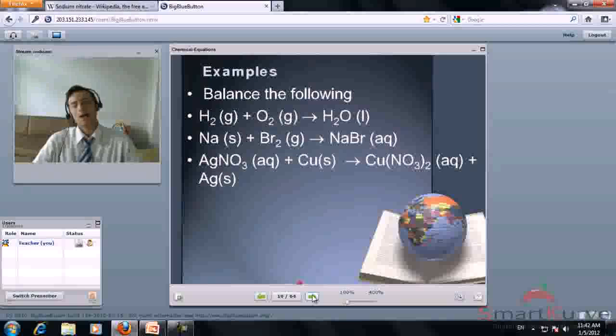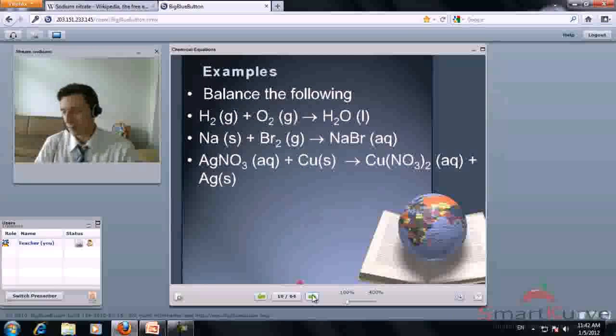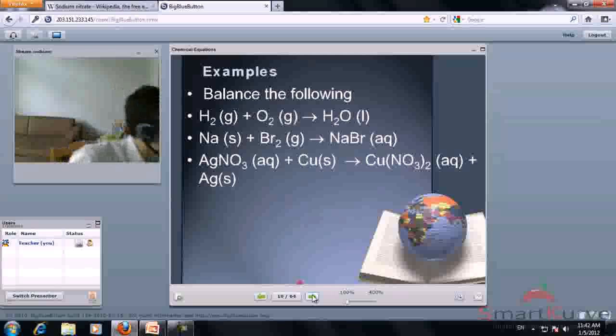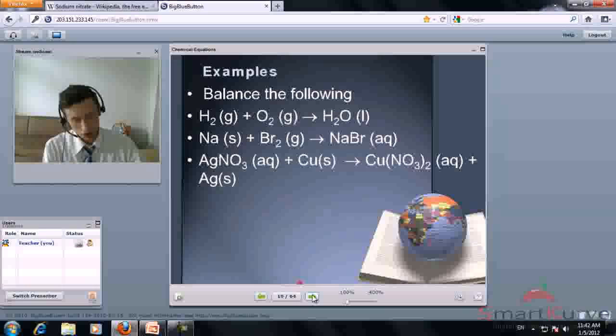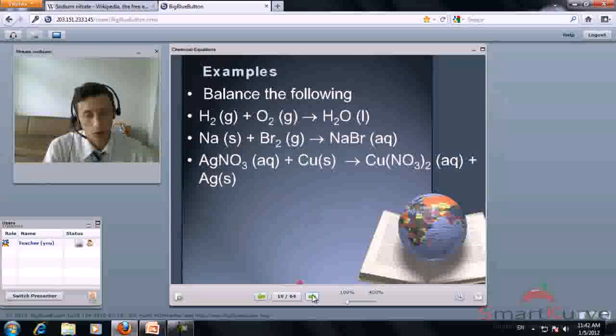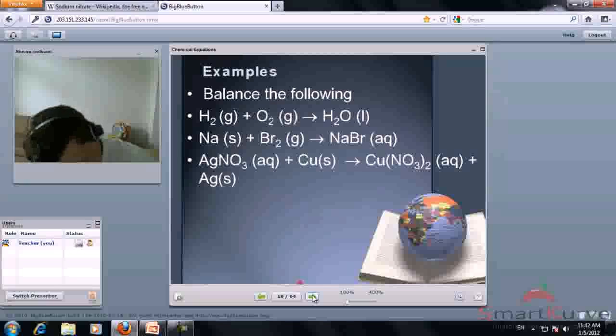All right, let's do an example together. Let's balance that first equation. I'm going to grab a scratch piece of paper. H2 plus O2 yields H2O. There we go.